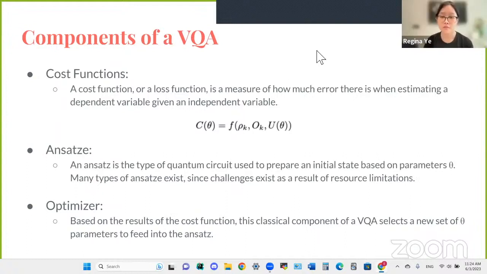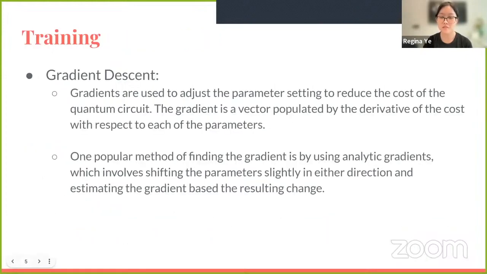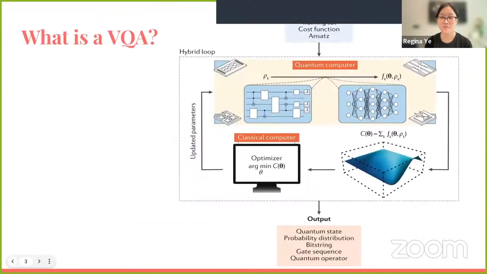So in terms of the optimizer, this would be the classical component of the VQA. This classical computer takes in the result of the cost function and produces parameters that would theoretically decrease the cost. So if we go back to the graphic of all the components, Estella, we can see the classical component here on the bottom left of the middle portion of the graphic. The new set of parameters that the optimizer produces is used to parameterize the next iteration of the quantum circuit.